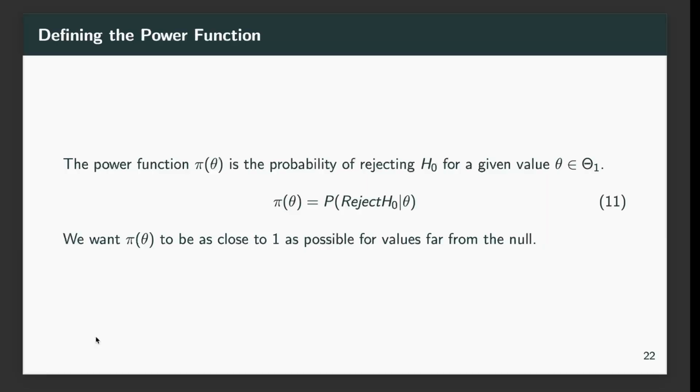This equation shows that pi of theta equals the probability of rejecting H null given theta. The power function will give us, for each possible value of the parameter, how likely the test is to reject the null.